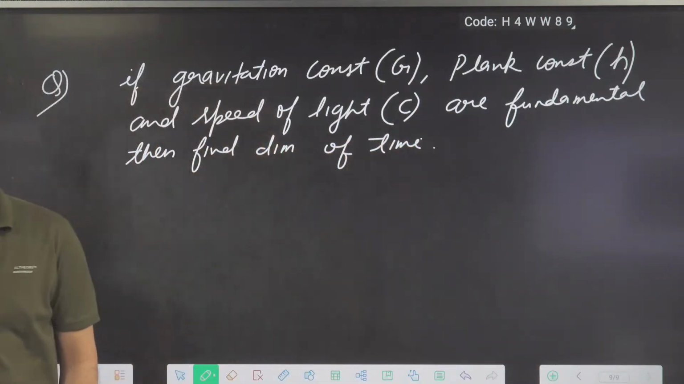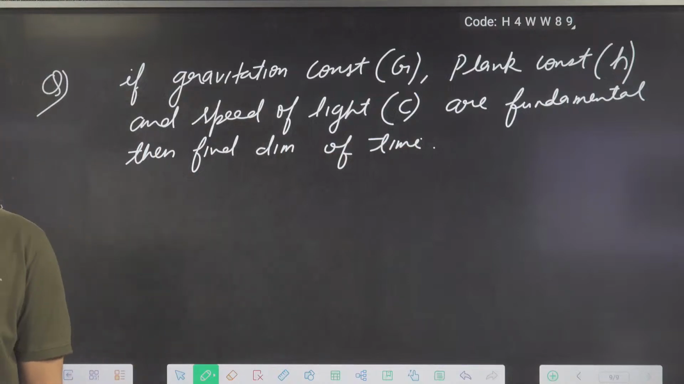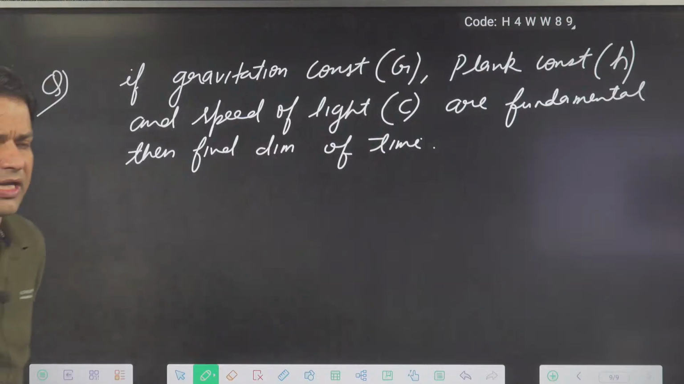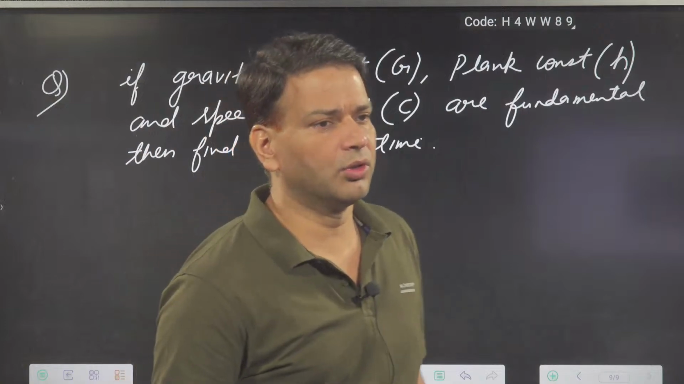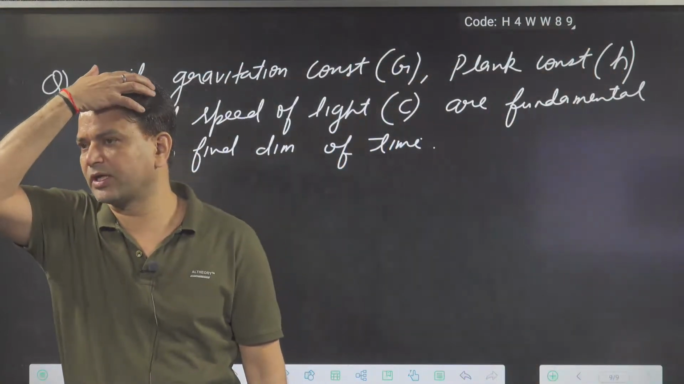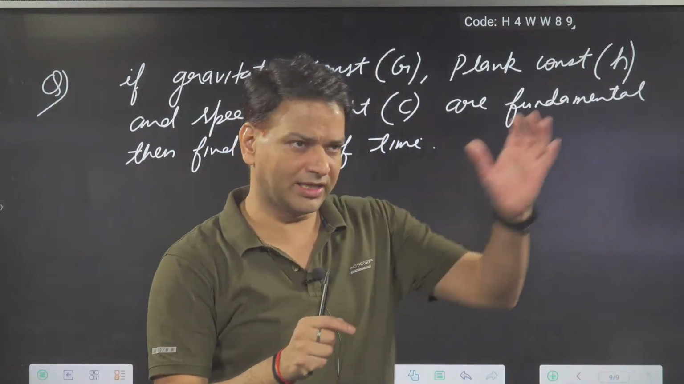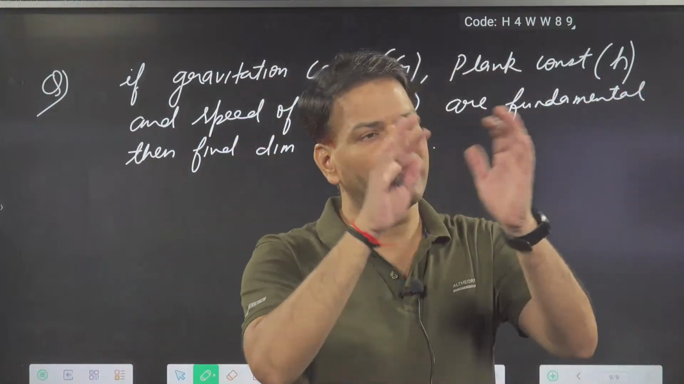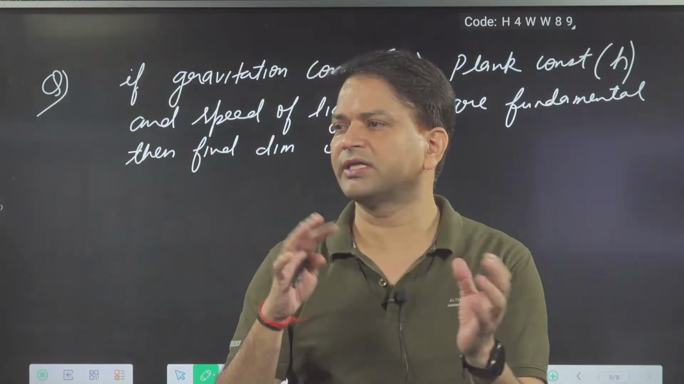Okay, so suppose I gave G, H, C: gravitation constant G, Planck constant H, and the speed of light C are the fundamental. Then we have to find the dimension of time. Here time is not a fundamental. So similar question, similar concept. G, H and C we are taking as fundamental. Sometimes when you read this question, can you have a direct relation, any relation, using G and H together?